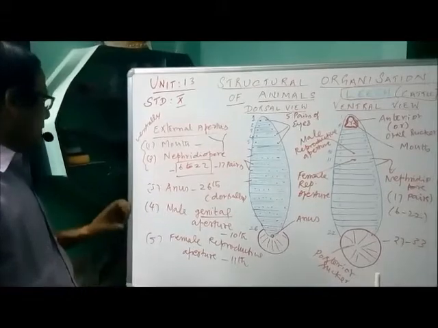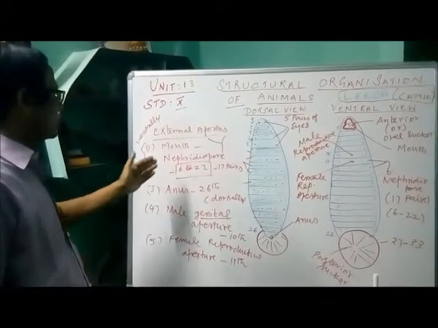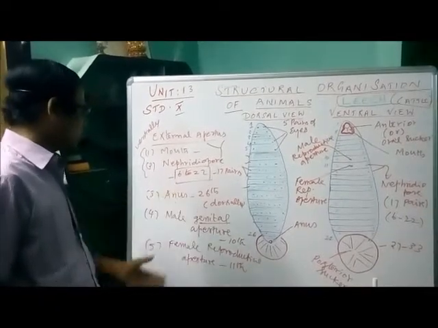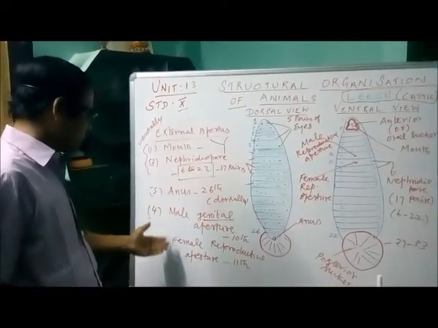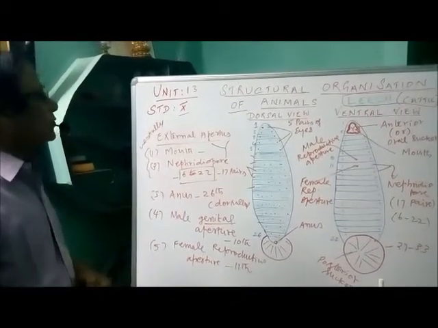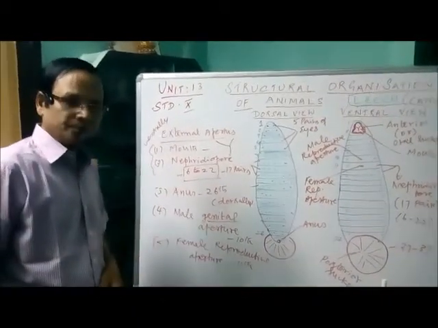So these form the openings: mouth, nephridiopores, just 17 pairs, anus in the 26th segment dorsally, and male genital aperture and female genital aperture ventrally. So that's about the external morphology of a leech.